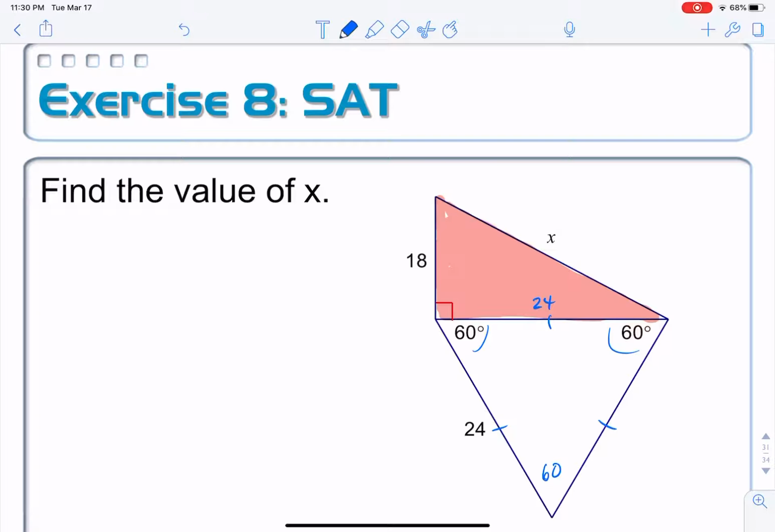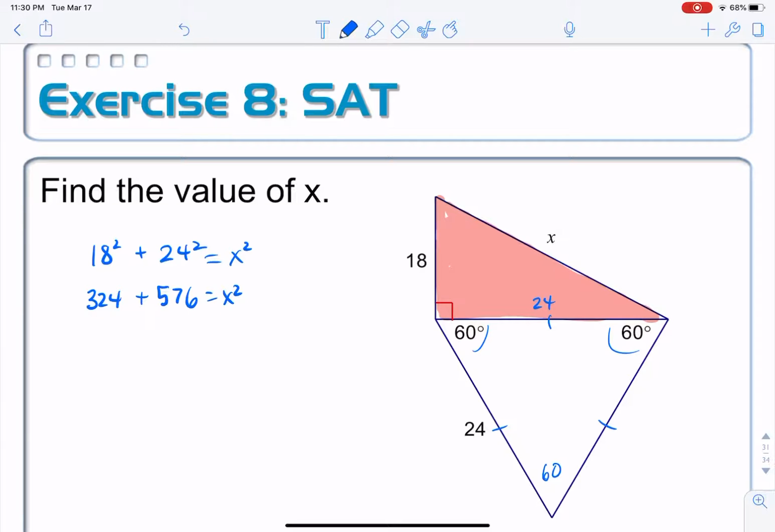So notice I got a right triangle up here. And I can find the value of x by just using the Pythagorean theorem, which would state that 18 squared plus 24 squared is equal to x squared. And now it might be time for a calculator, but I think that 18 squared is 324. I think that 24 squared, 576. Let me double check. 24 squared. Yes. 576 is equal to x squared.